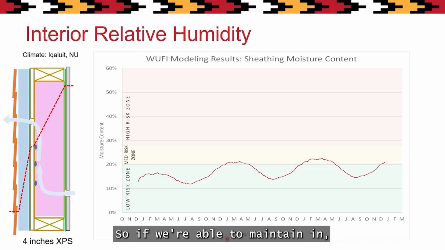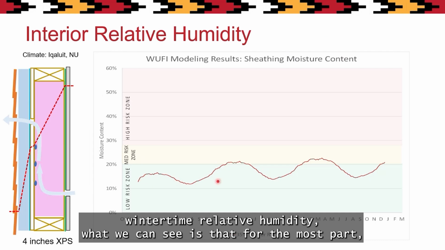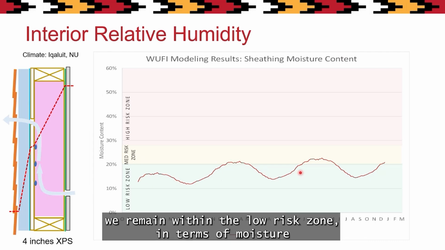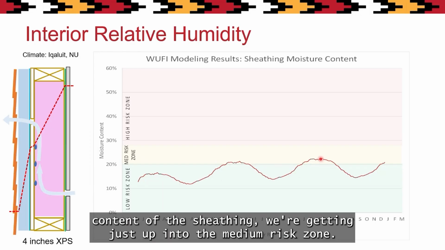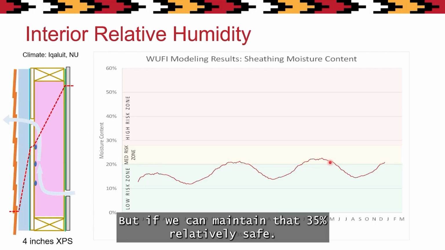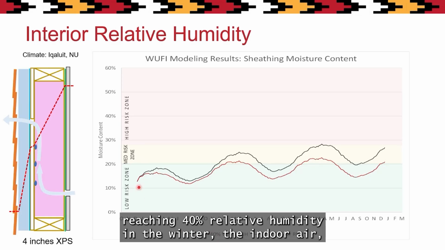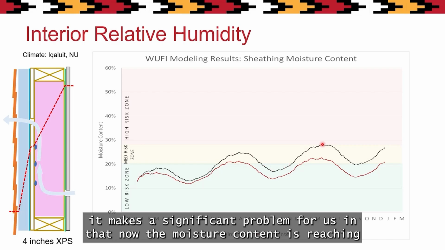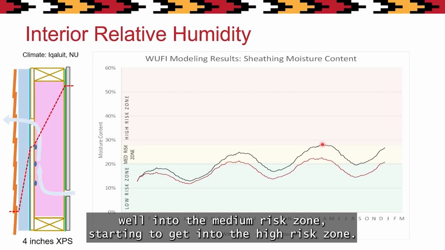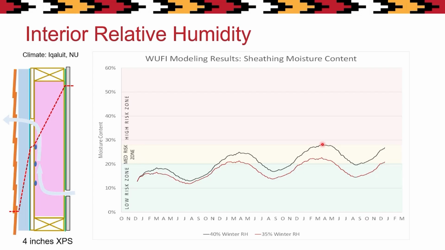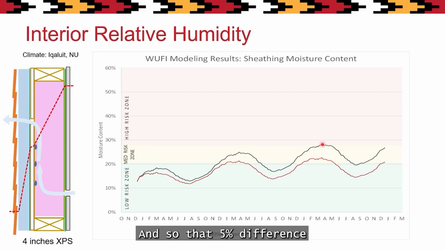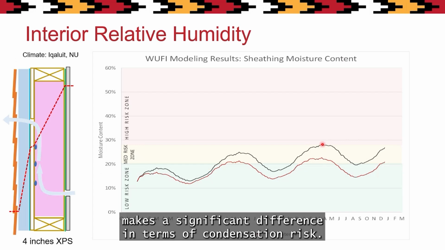So if we're able to maintain under these conditions 35% wintertime relative humidity, what we can see is that for the most part, we remain within the low risk zone in terms of moisture content of the sheathing. We're getting just up into the medium risk zone. But if we can maintain that 35%, we're relatively safe. However, if the indoor air reaches 40% relative humidity in the winter, it makes a significant problem for us in that now the moisture content is reaching well into the medium risk zone, starting to get into the high risk zone. And so that 5% difference makes a significant difference in terms of condensation risk.